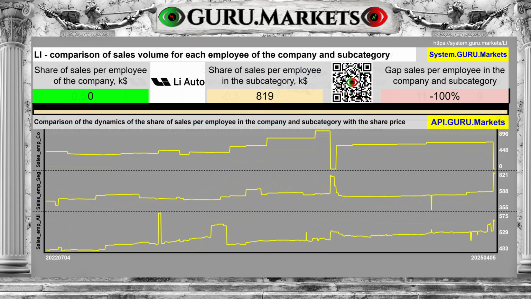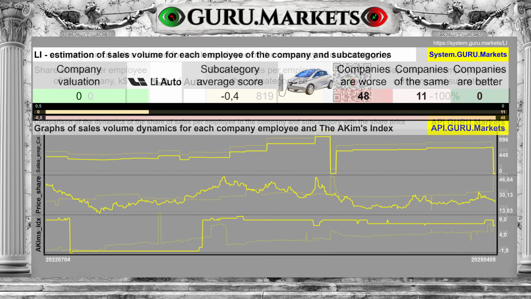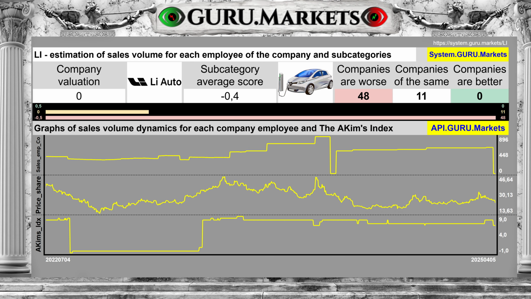The share of revenue for each employee of the organization is $0,000. By subcategory, $819,000. The difference between the subcategory average and the company's performance is 100%. Estimation of sales volume per company employee in comparison with the indicators of companies in the subcategory: tolerable, 0 points.